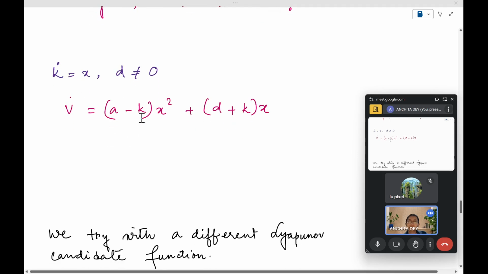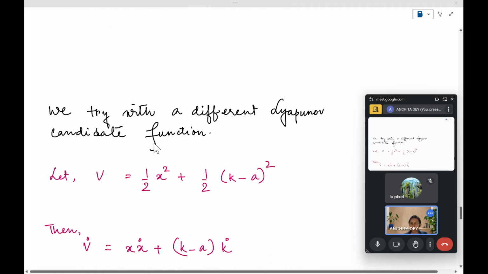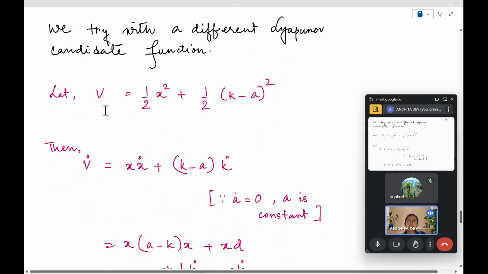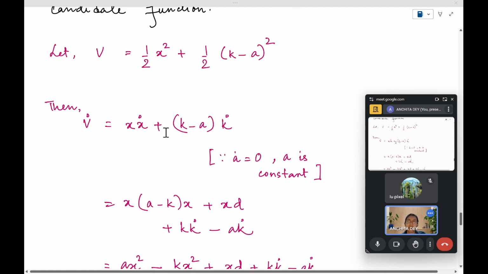So now, in order to cancel this a minus k kind of thing, we try with a different Lyapunov candidate function. We say let V be equal to half x square plus half (k minus a) square. You can start with a minus k as well and see what comes up. Since I've already tried it and this k minus a thing works easily, you can also do it with a minus k. So then your V dot would be x into x dot plus (k minus a) into k dot, right?